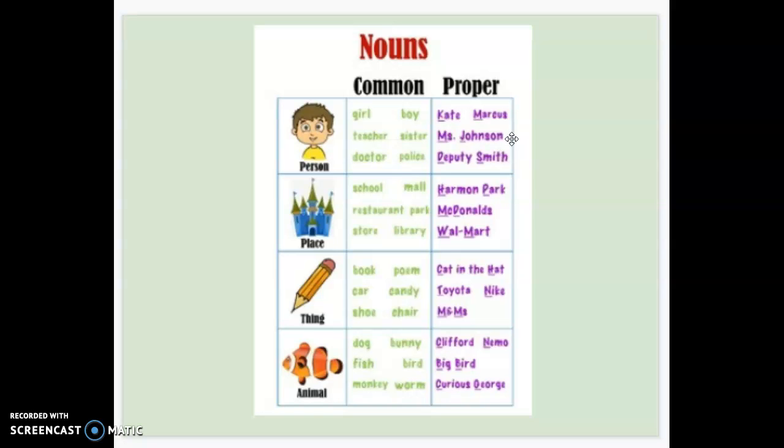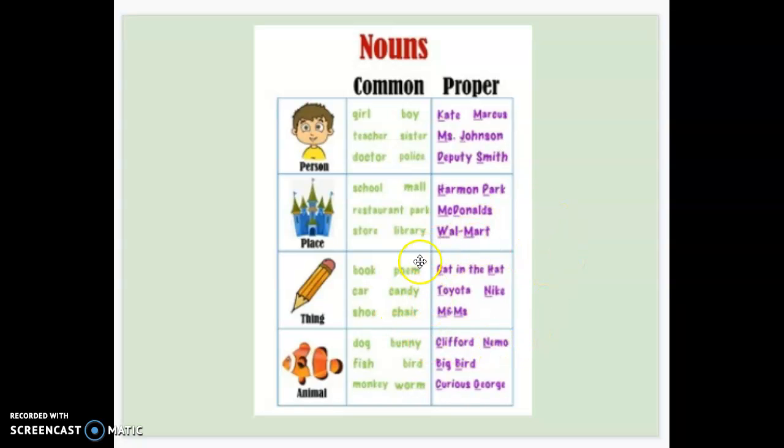When we're talking about the specific name of a place, I might be talking about McDonald's because that's the name of a specific restaurant that we would be going to. So again, the M in McDonald's would have to be capitalized. It's also a little bit of an odd one because the D would be capitalized as well.